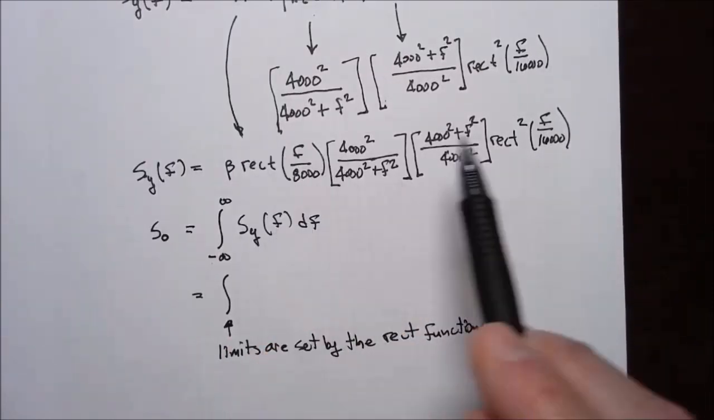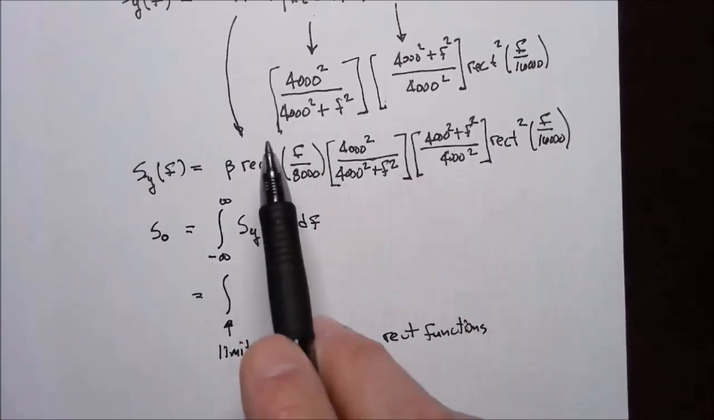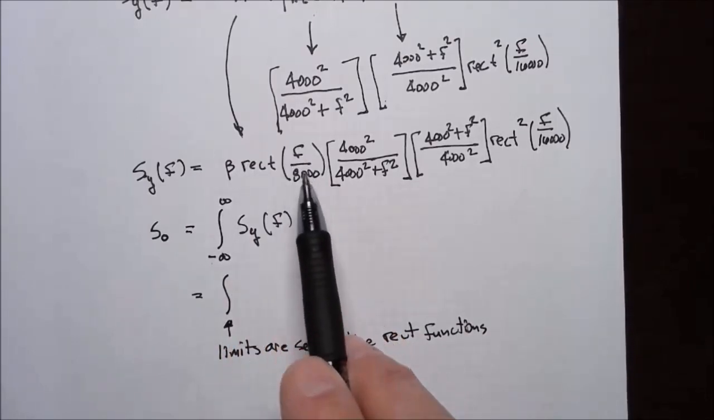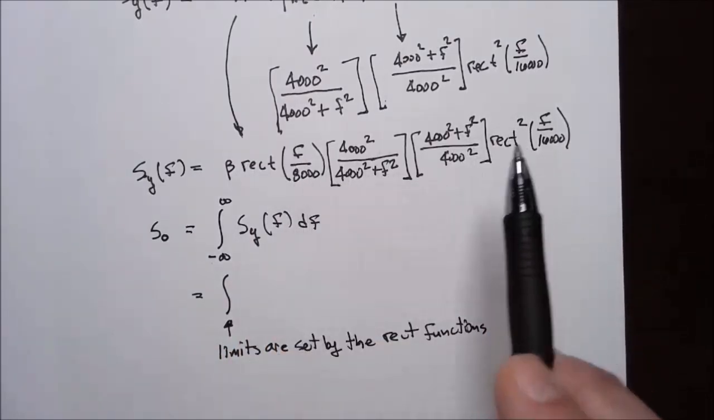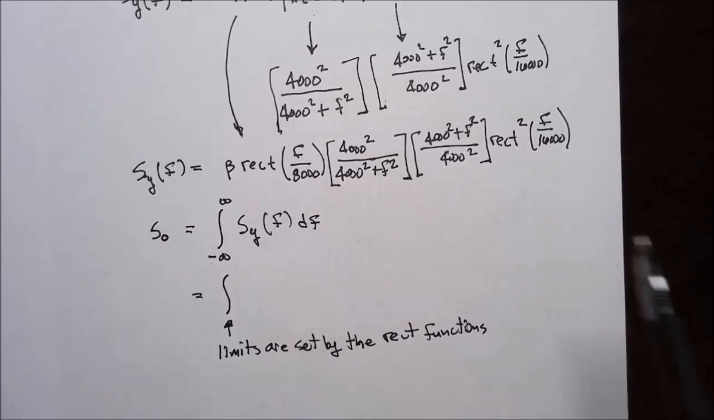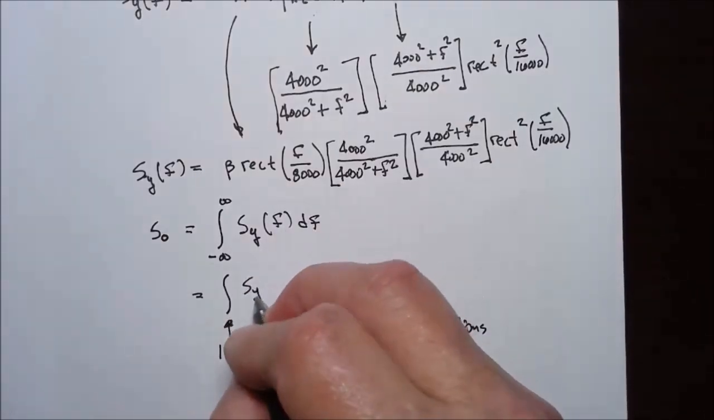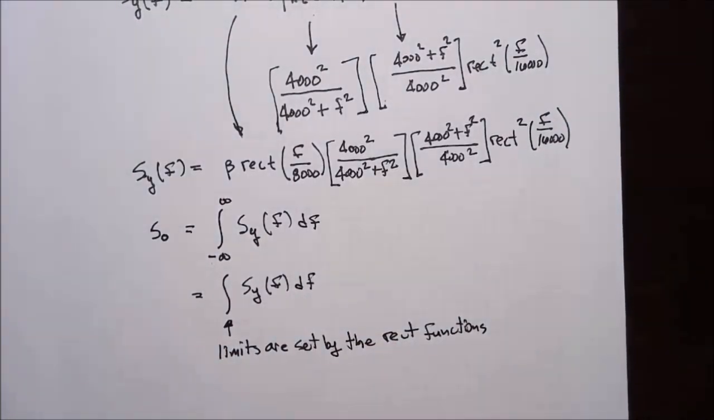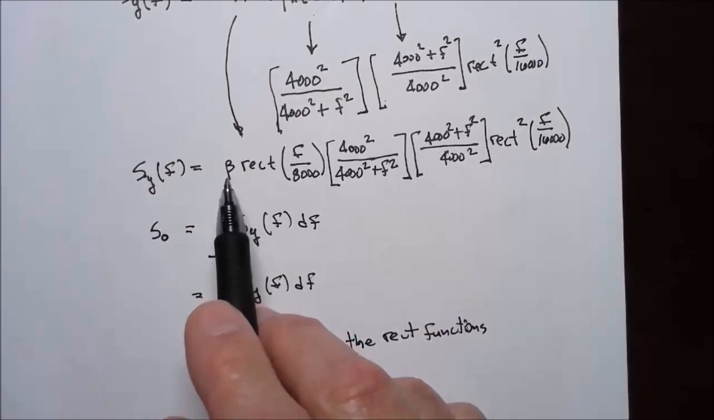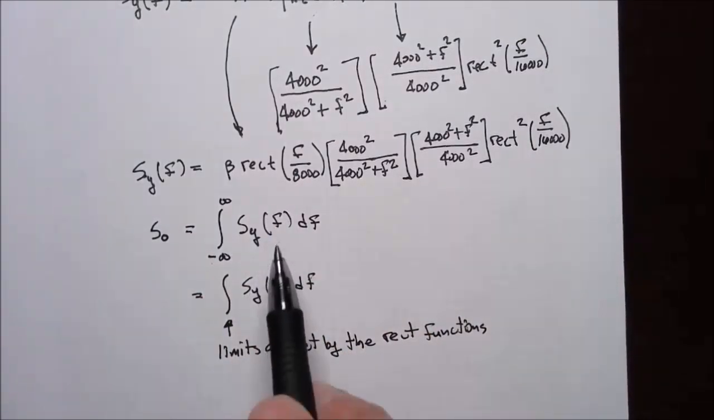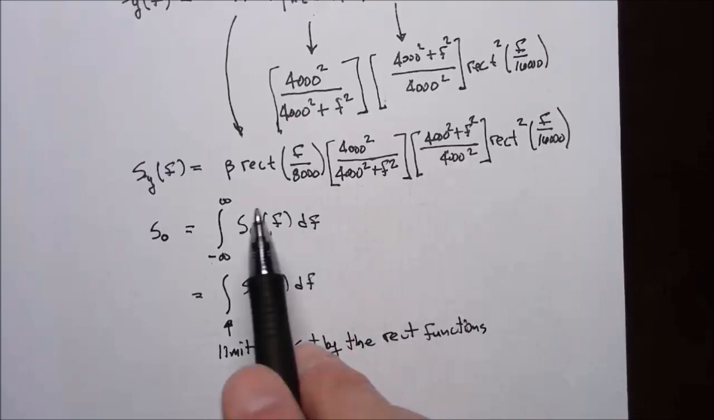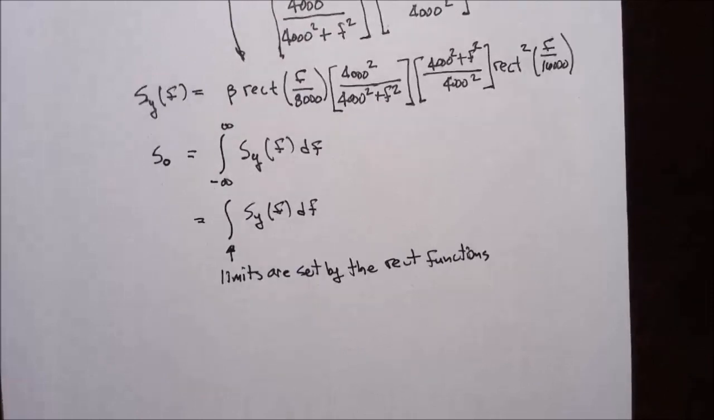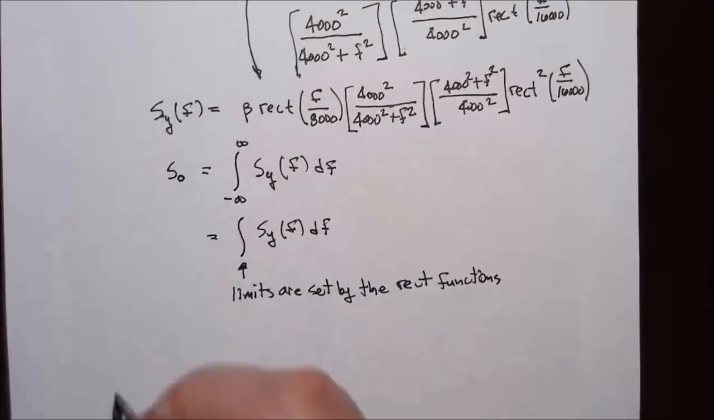This rectangle is more narrow than this rectangle squared. Rectangle times a rectangle, you multiply these two together, you still have a value of 1 between the appropriate frequency limits. I'll let you figure those out. So this will evaluate to a number, and it will involve beta, and it will involve a particular band of frequencies. So that's the signal path.